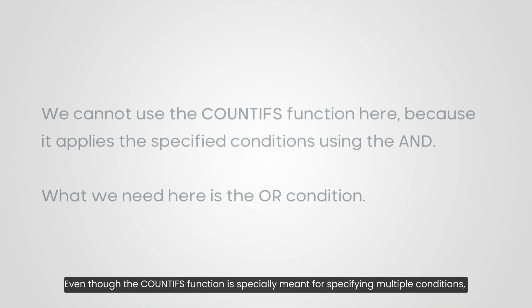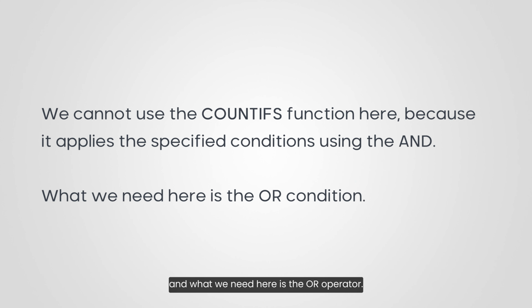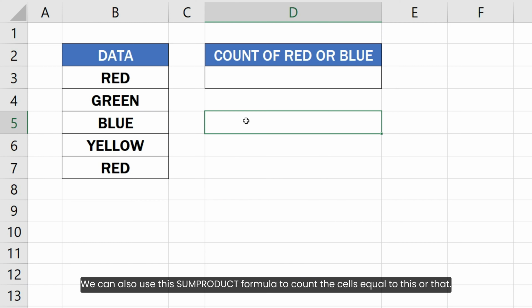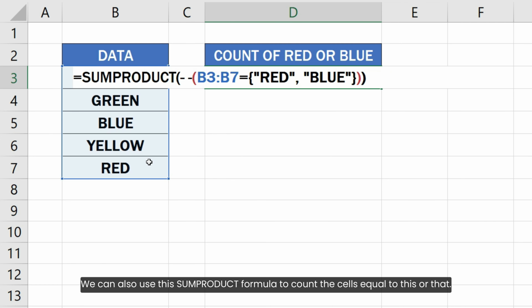Even though the COUNTIFS function is specifically meant for specifying multiple conditions, we cannot use that here because all the specified conditions are applied using the AND operator, and what we need here is the OR operator. We can also use this SUMPRODUCT formula to count the cells equal to this or that.